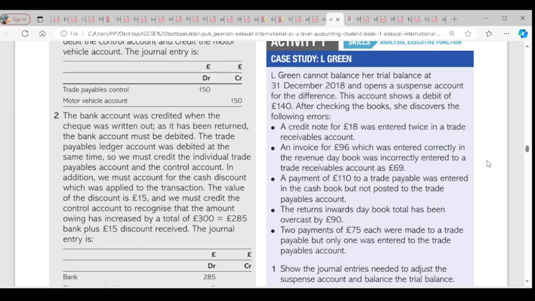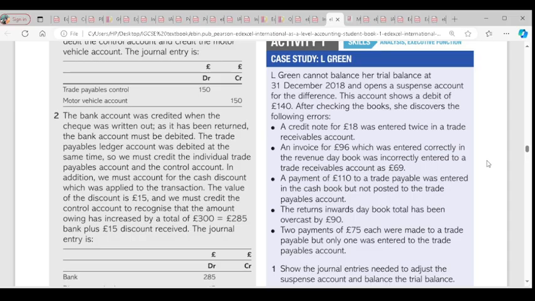So they said after checking this account shows a debit of that. After checking the books, she discovers the following errors. As soon as she starts reconciling the account, she figures out the following. One, a credit note for £18 was entered twice in a trade receivable account.